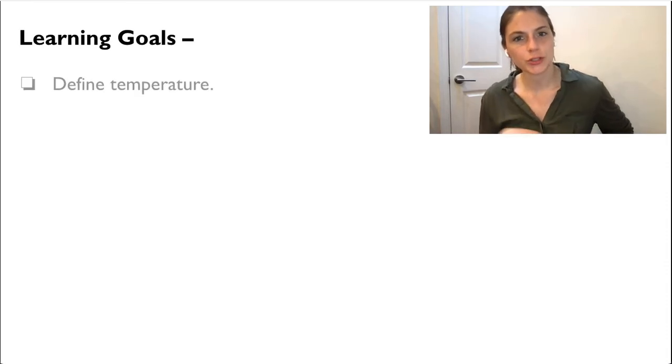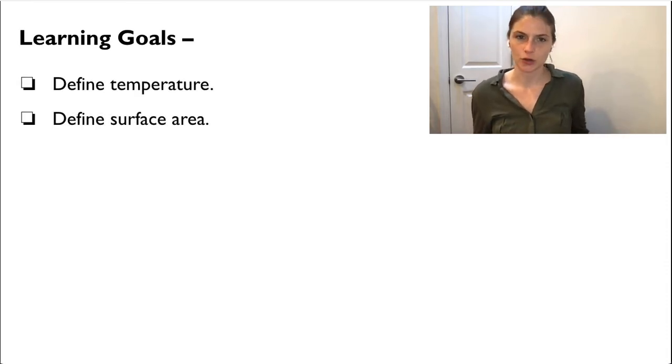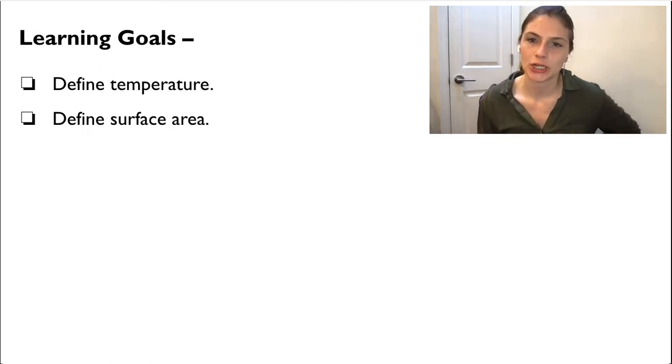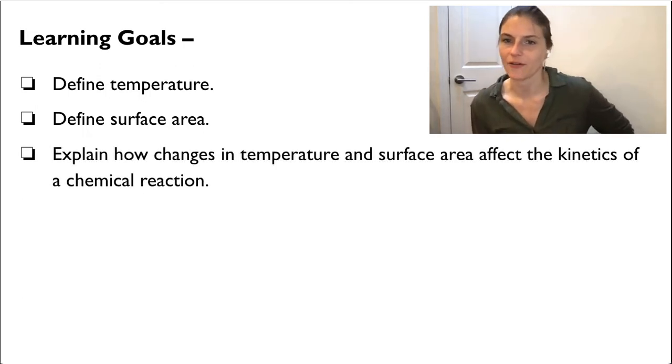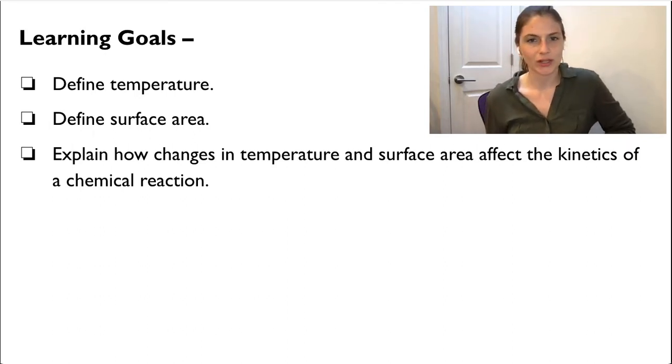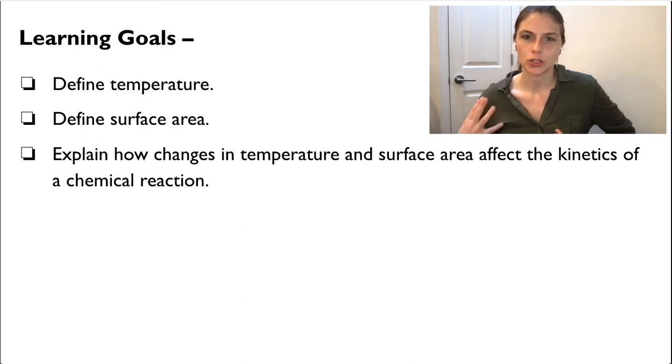So our learning goals are to define temperature and surface area in terms of particles in chemistry, and then to explain how changes in temperature and surface area affect the kinetics of a chemical reaction. We will use simulations as well as looking at a real-life example to think about how these two properties and variables can affect how we think about collision theory in chemical reactions.